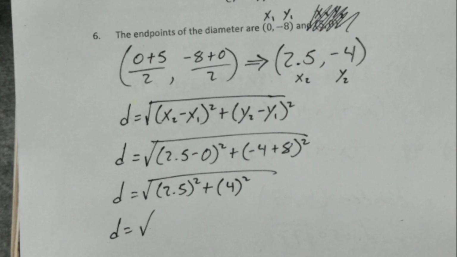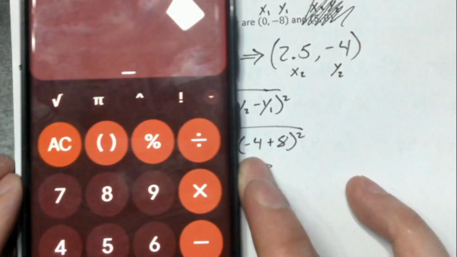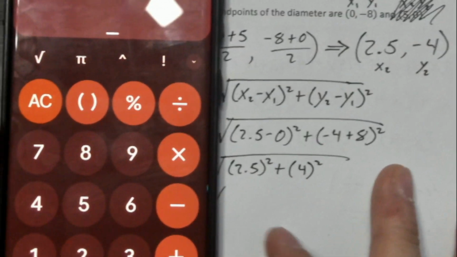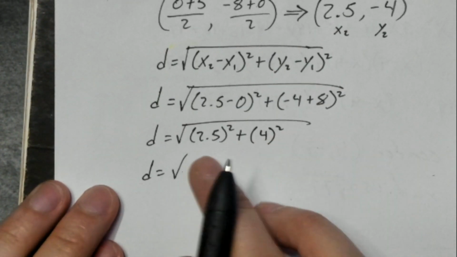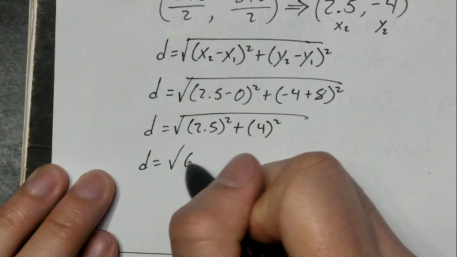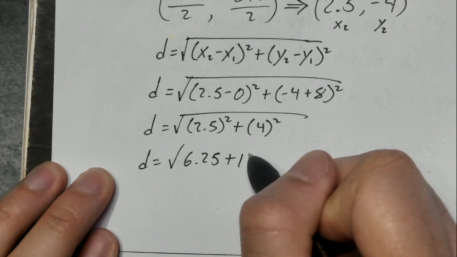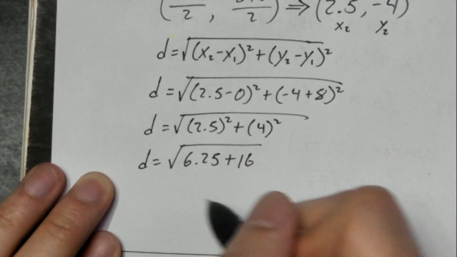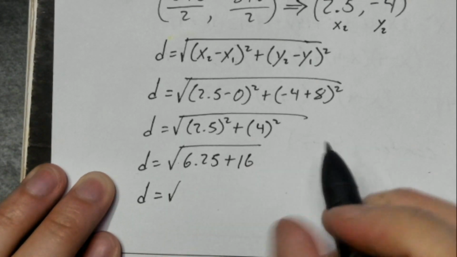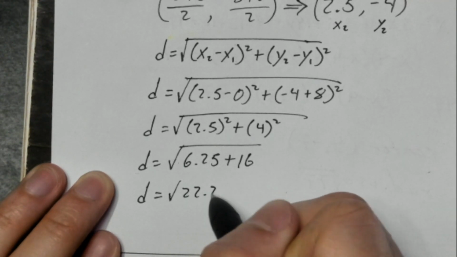If you guys are having trouble squaring values, which you shouldn't, here's one thing you can do. So 2.5 squared is just going to be 2.5 times 2.5, which is 6.25. Plus 4 squared, that's going to be 4 times 4, which is 16. So then the distance equals the square root of 22.25.